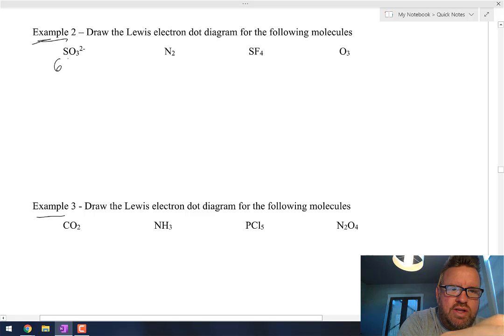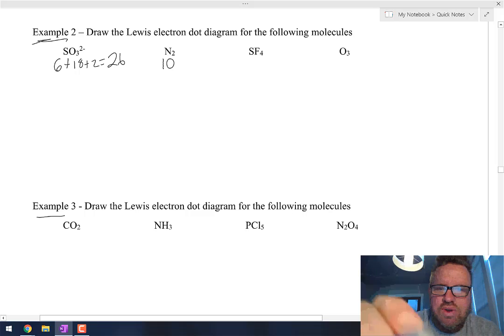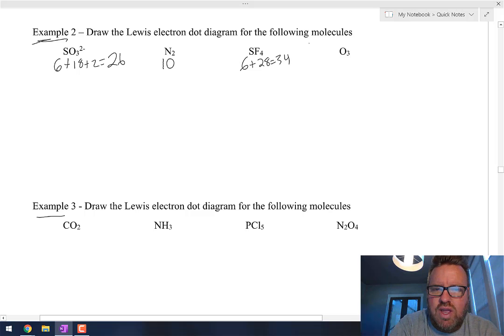So sulfur has 6, oxygen has 6, there's 3 of them, so that's 18. And then with that minus 2, remember, we're just going to add 2 more at the very end, so that's 26. Nitrogen has 5, there's 2 nitrogens, so that's 10 all total. Sulfur has 6, fluorine has 7, 7 times 4 is 28, so 6 plus 28 is 34. And then oxygen has 6, there's 3 oxygens, so that's 18 all total.